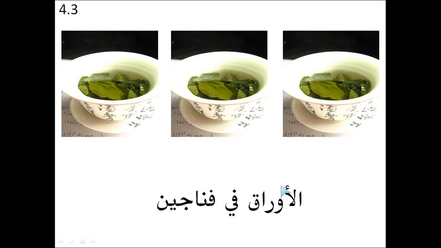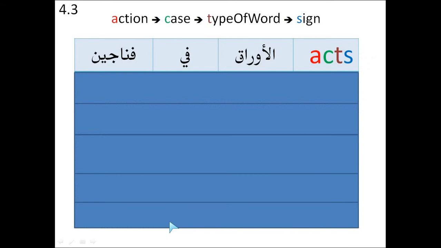الأوراق في فناجين. So here are some leaves and they're in cups. The leaves are in cups. Let's do an acts analysis. So we're going to look at the action of the words, the consequent case, then the type of word and the sign that we give it.